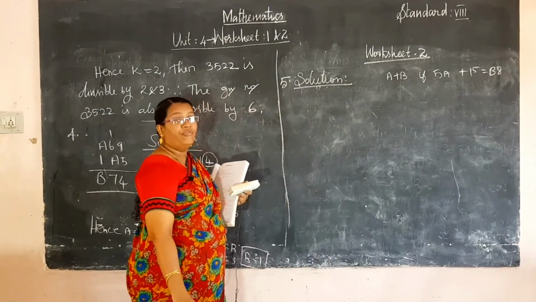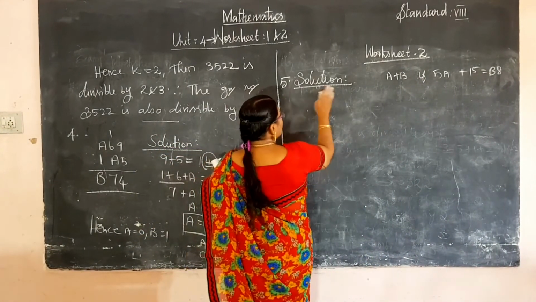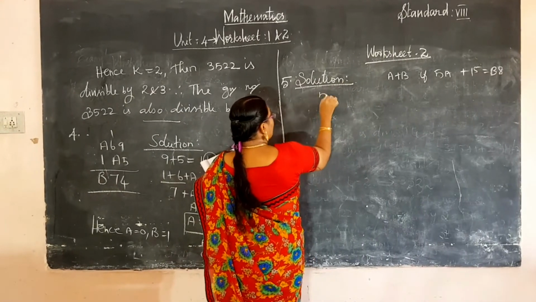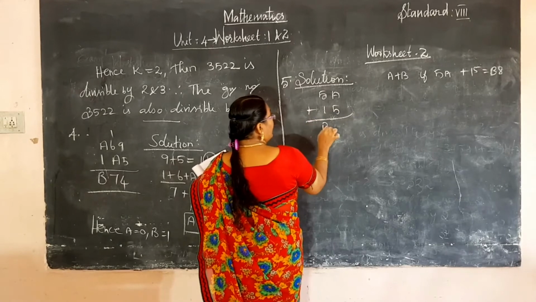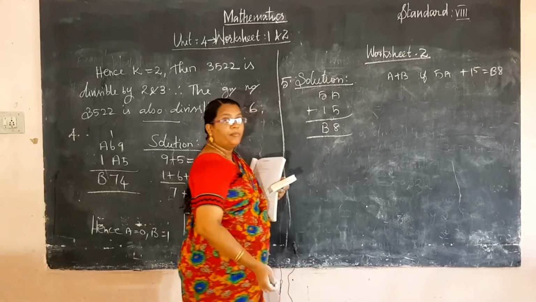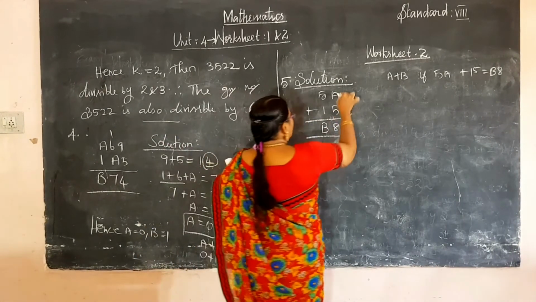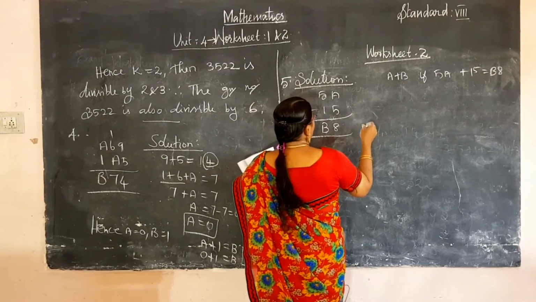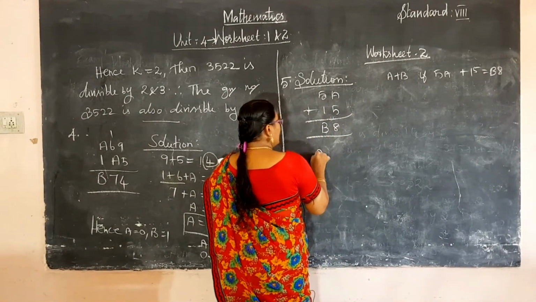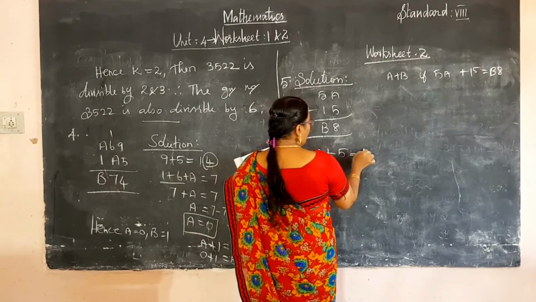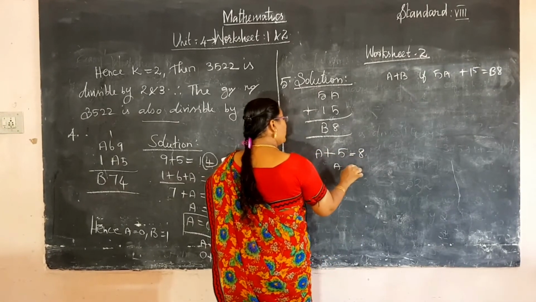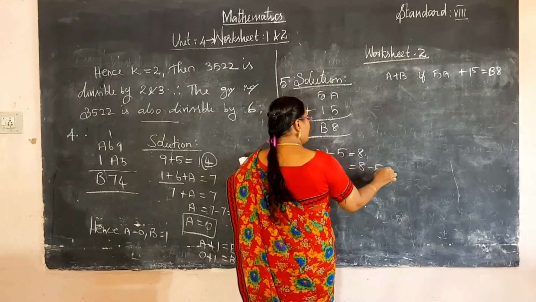B8. Now find out A plus B. Okay. So given 5A plus 15B8. So add these two values, is it? So solution, A plus 5 is equal to 8. So A is equal to 8 minus 5 equal to 3.